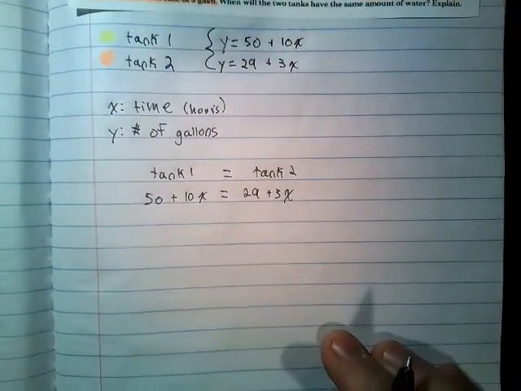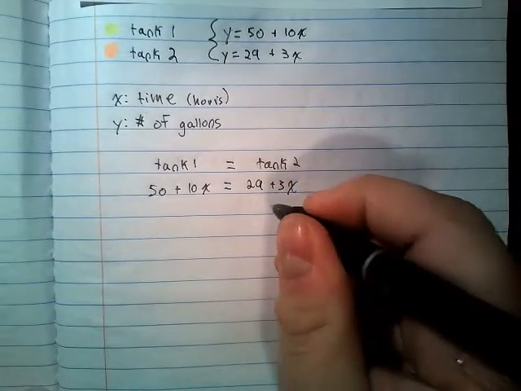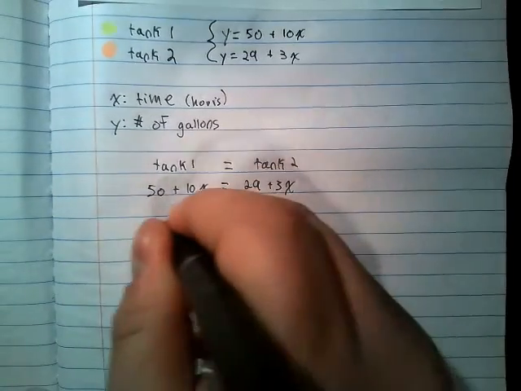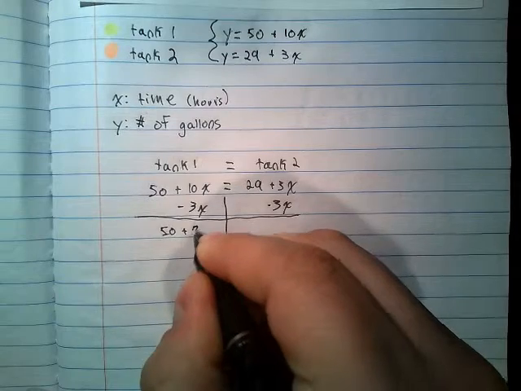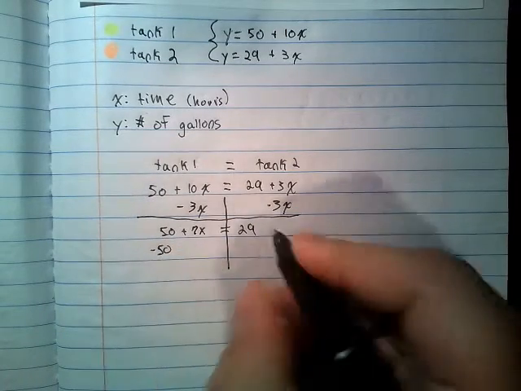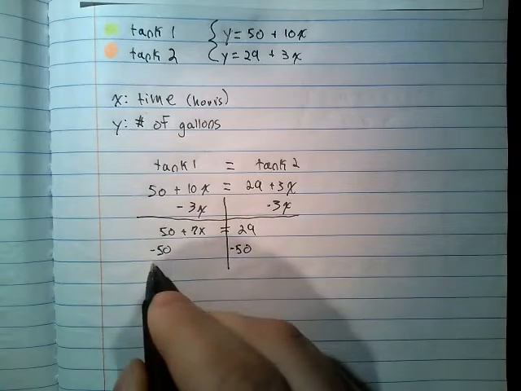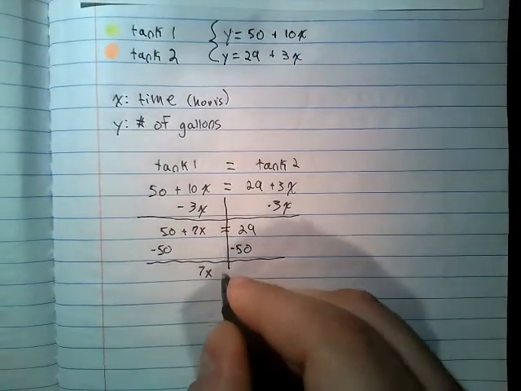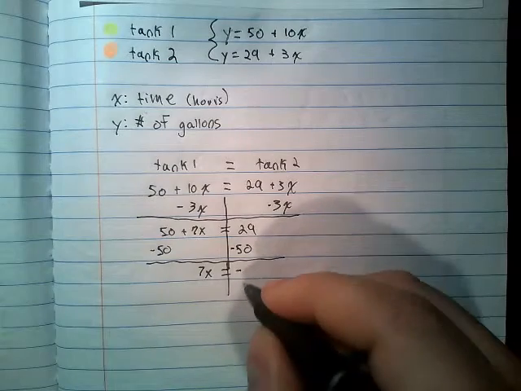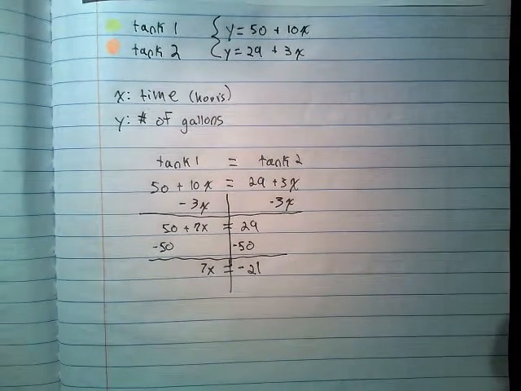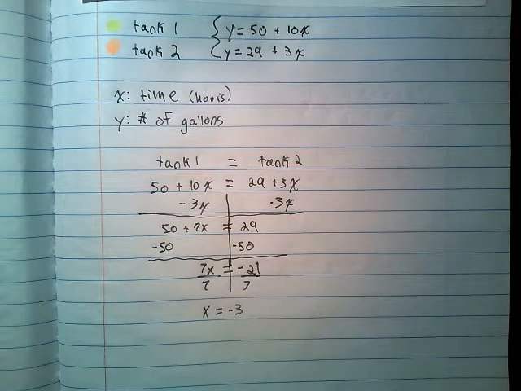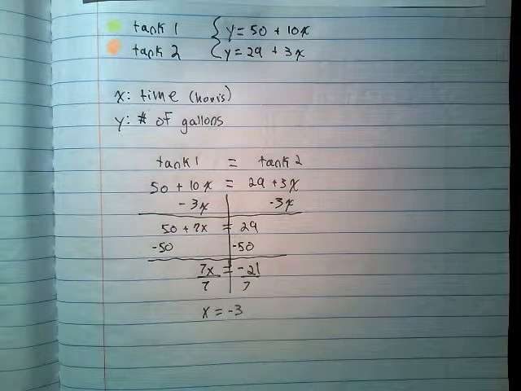And now we're going to go through and solve that. So with variables on the same side, I want to subtract the smaller one. So I subtract 3x from both sides. And I have 50 plus 7x equals 29. And now I subtract 50 from both sides. You get 7x is equal to, and it looks like we're going to have a negative 21. And divide both sides by 7. x equals negative 3. So I have x equals negative 3. So at negative 3 hours.